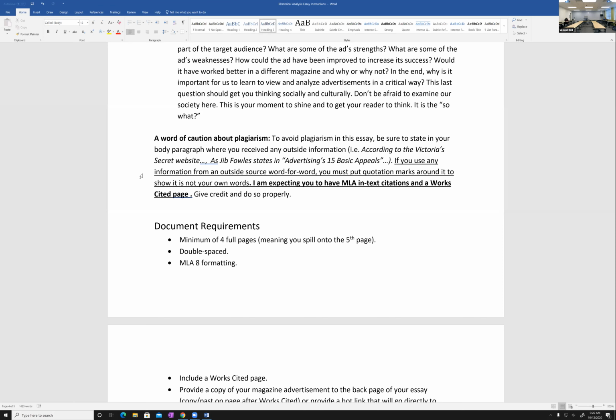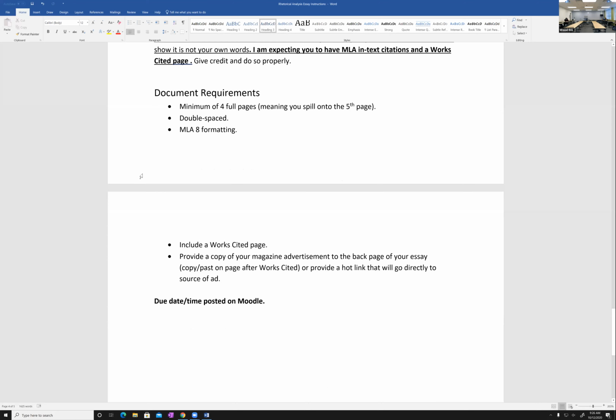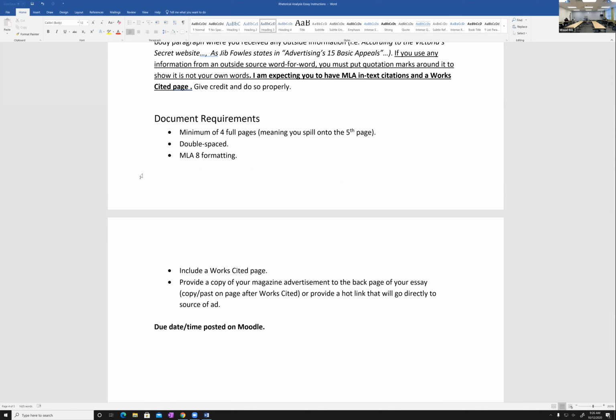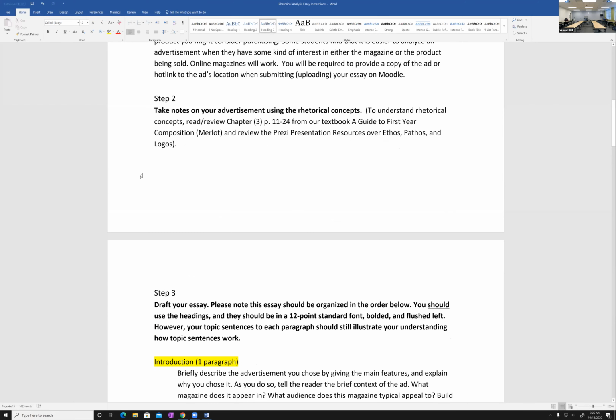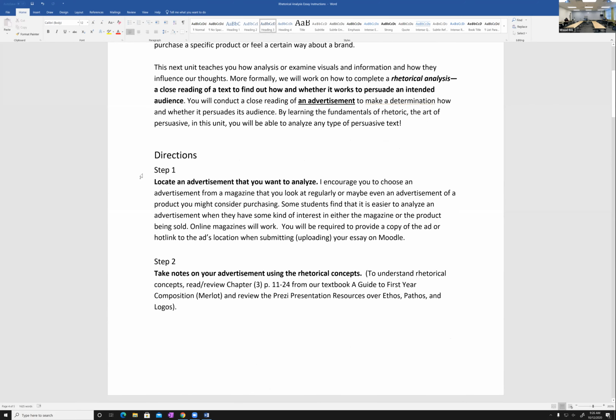So what are the requirements? The bottom line, these are just the overviews. This is a minimum of 4 full pages, double space, MLA, works cited, and then yes, you have to provide a copy or a hot link. Questions so far on this before I go into logos, ethos, and pathos? Yes? No? I saw a hand. Lucas, question or no? No.